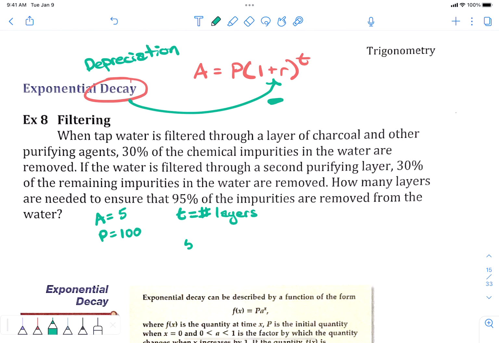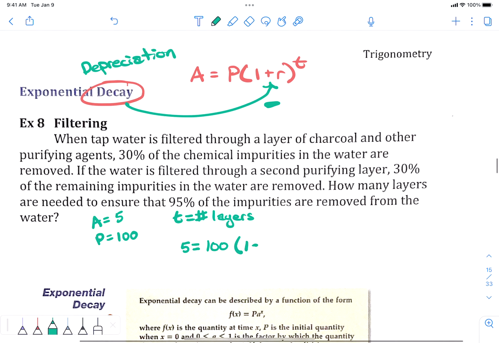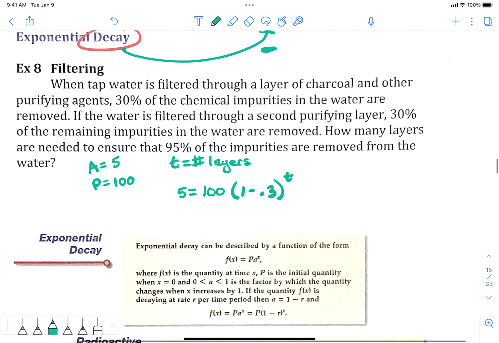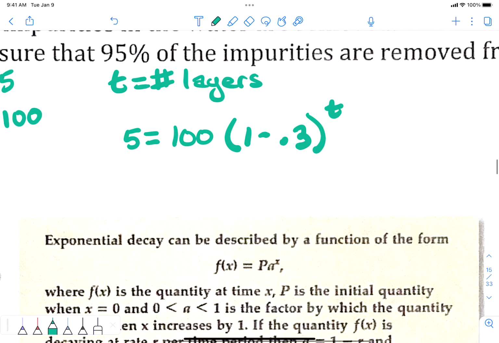Let's do after is 5. 100 is here. 1 plus what's my interest rate? 0.3. Oh, but what? It's supposed to be minus because we're subtracting it out. So 1 minus 0.3. 1 minus 0.3 to the t power. Okay? So let's simplify this just a little bit. Let's do this. 5 equals 100 times 0.7, really.